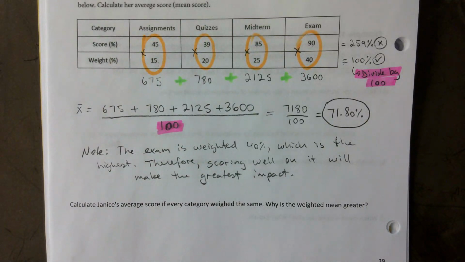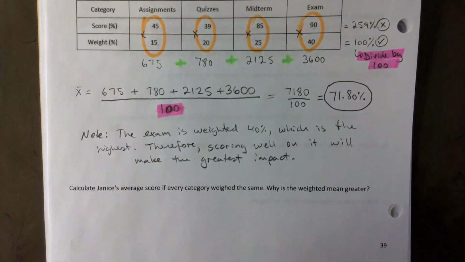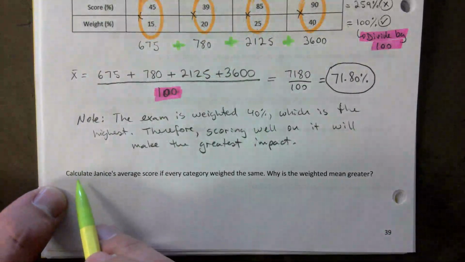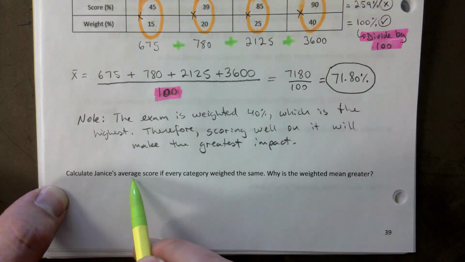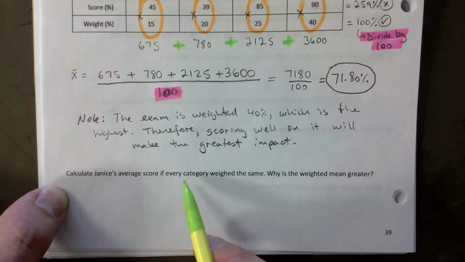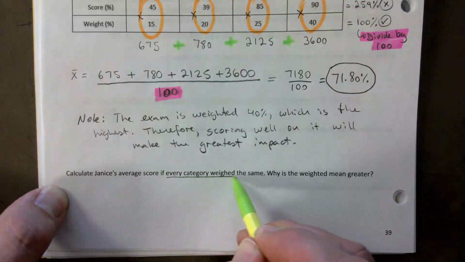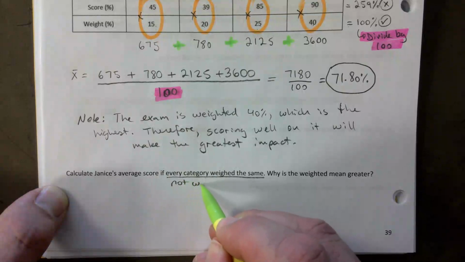All right. Just one last thing here. And I'm going to ask you to try this. Remember MAD when it's weighted mean. This last one here. Calculate Janice's average score if every category weight the same. If every category weight the same. Not weighted.